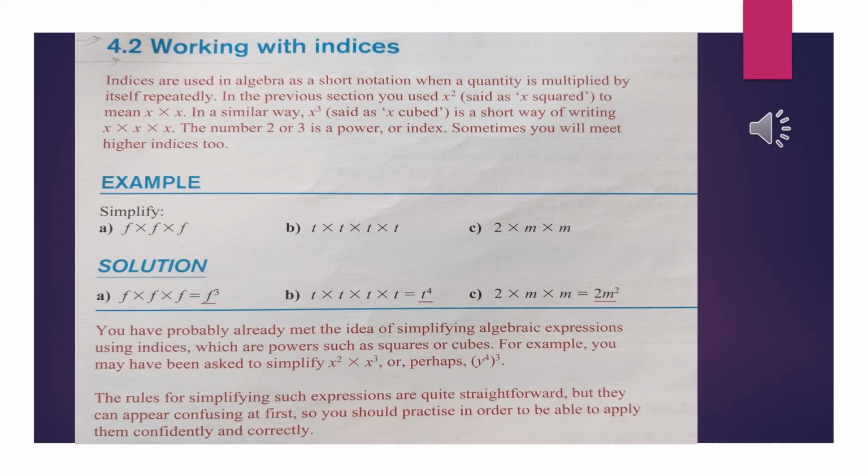Now, you have probably already met the idea of simplifying algebraic expressions using indices, which are powers such as squares or cubes. For example, you may have been asked to simplify x squared times x cubed, or perhaps y to the power 4 to the power 3. The rules of simplifying such expressions are quite straightforward, but they can appear confusing at first. You should practice in order to be able to apply them confidently and correctly.